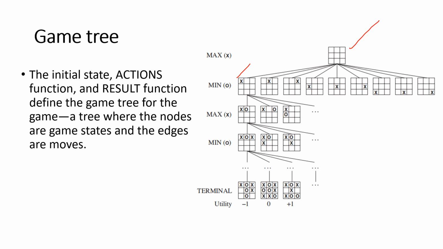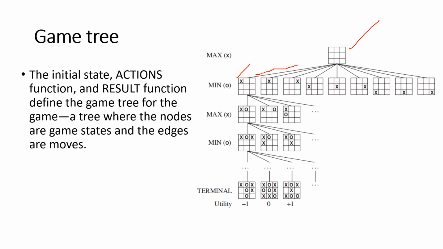Every box here is one possible state of the game. The edge corresponds to each move, so each branch corresponds to a legal action, moving from one board to another by applying some action. We can represent it as Result(S, A), where S is the state and A is the action. So an edge shows what happened when a player makes a move.